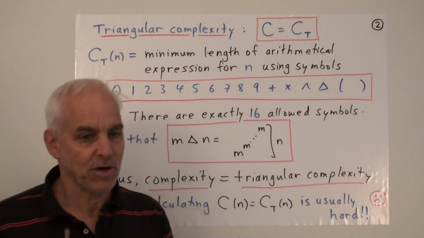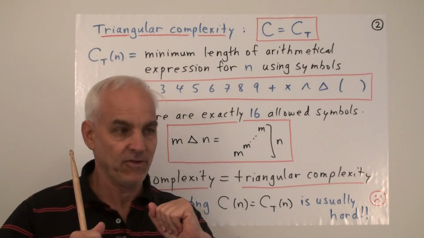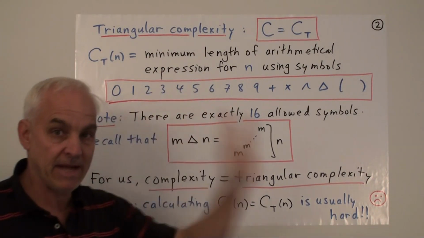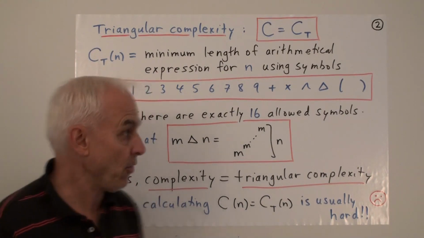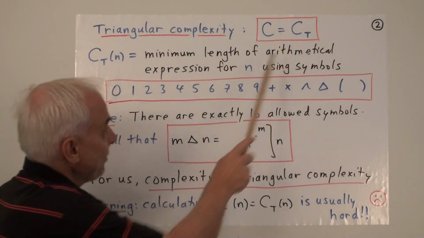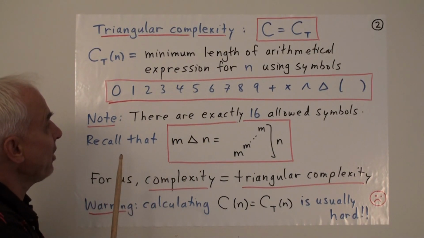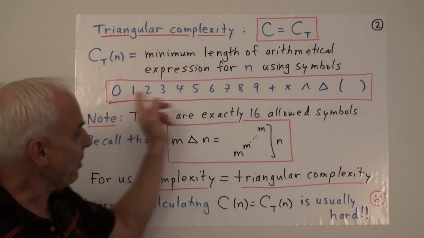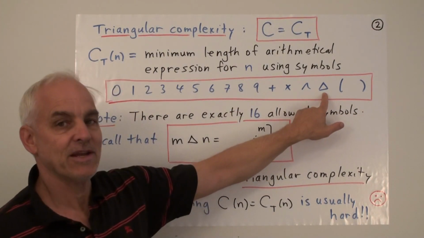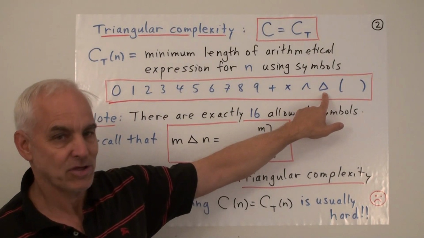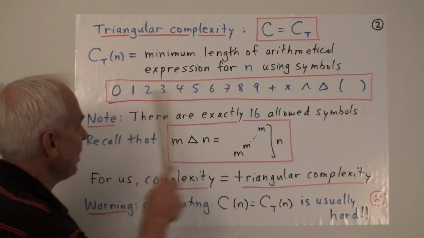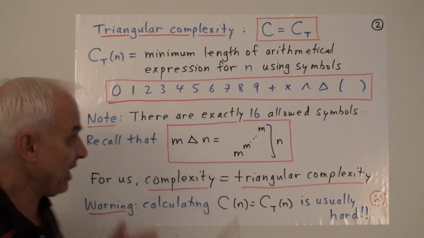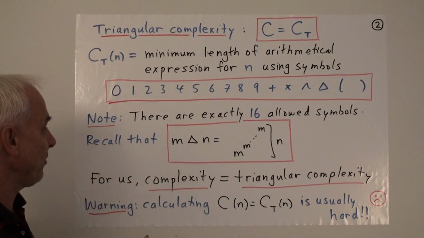Now, I'd also like to consider a slightly more sophisticated notion of complexity, which we're going to call triangular complexity. And that's the complexity that we're going to be mainly interested in for the rest of this video. So what is triangular complexity? Well, it's the same kind of thing where we're taking a natural number n and we're looking at the minimum length of an arithmetical expression for n, where now we're using this symbol set, which includes, in addition, the triangle operation. So they're all together 10, 11, 12, 13, 14, 15, 16 symbols in the collection of allowed symbols.